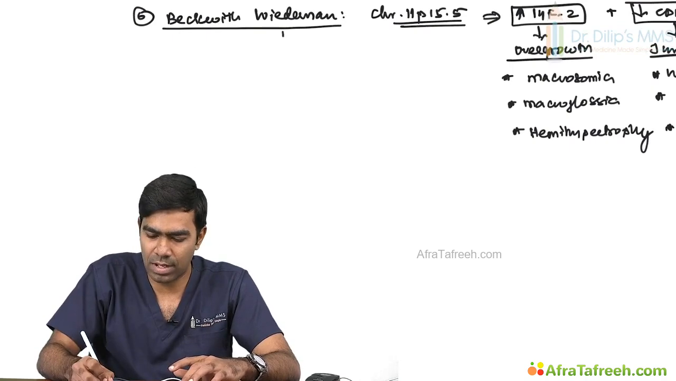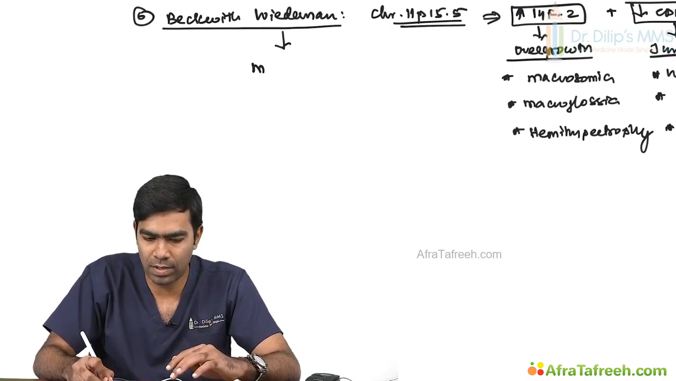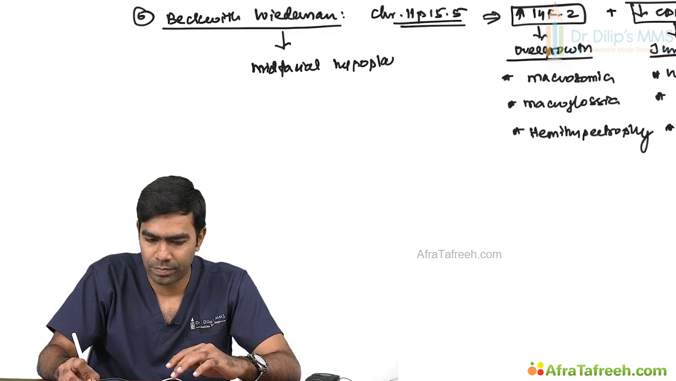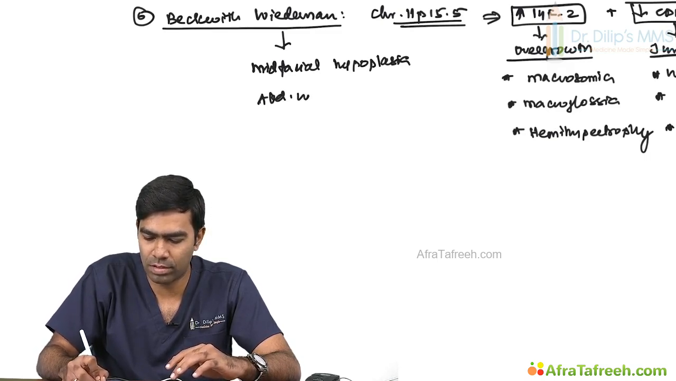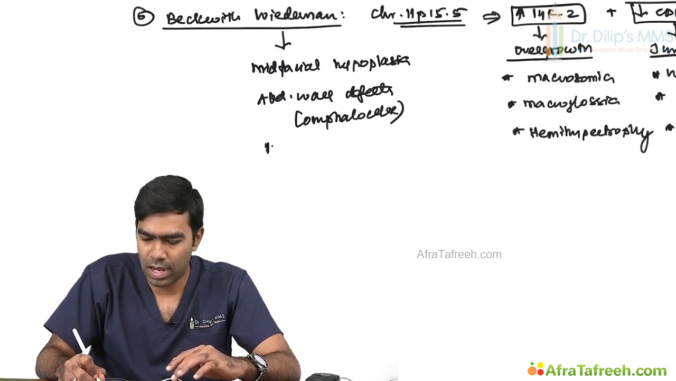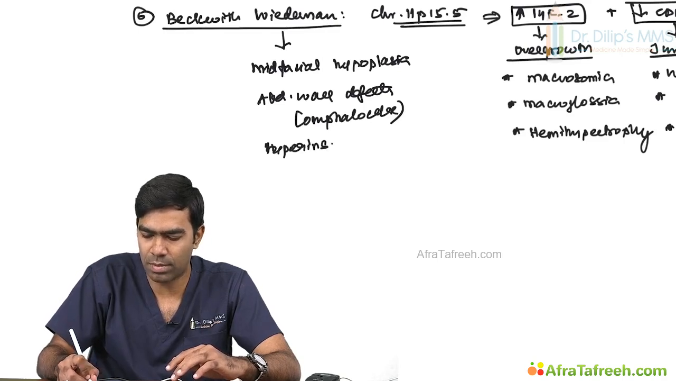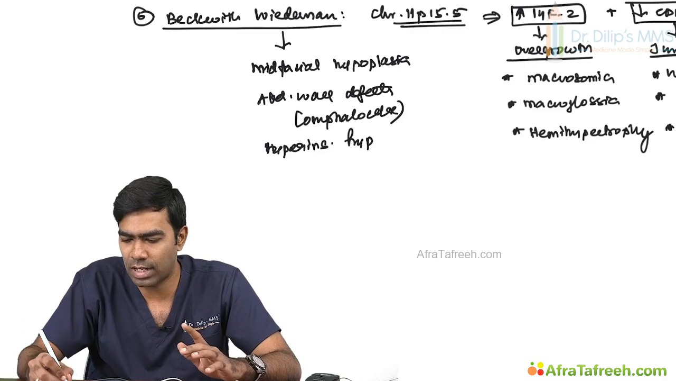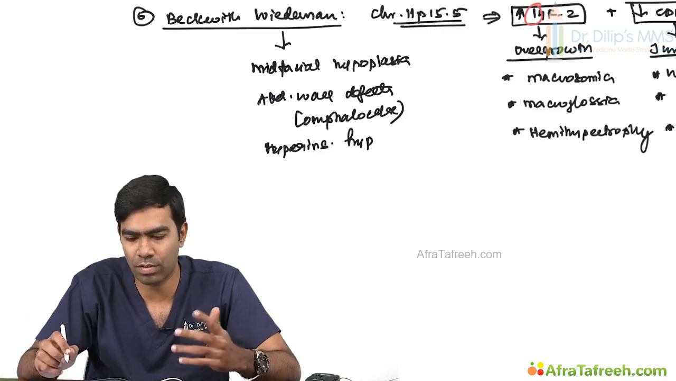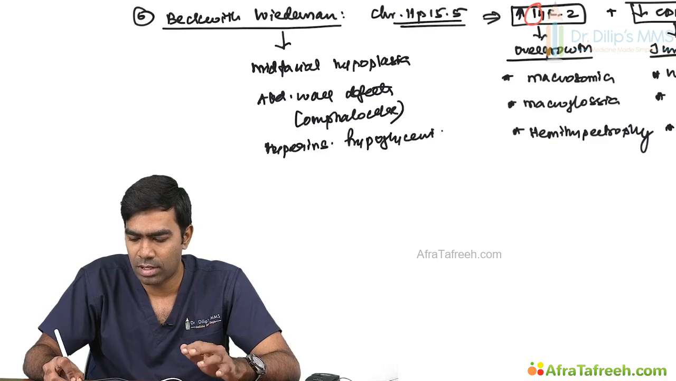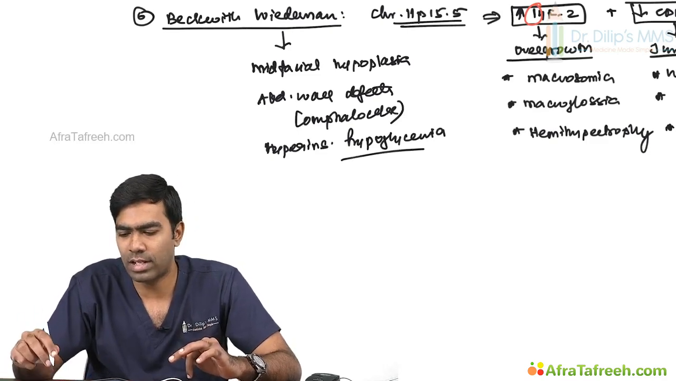Apart from that, they have some other features, like mid-facial hypoplasia. They can have abdominal wall defects in the form of omphalocele, and they will be having hyperinsulinemic hypoglycemia because of high insulin production, because of again excessive IGF-2. That is the reason, because it's an insulin-like growth factor. Because of high levels of IGF-2, they act like insulin, and hyperinsulinemic hypoglycemia may be the case in these individuals.